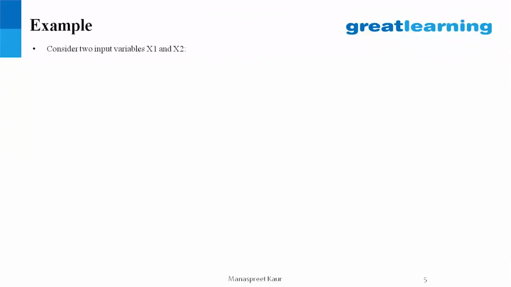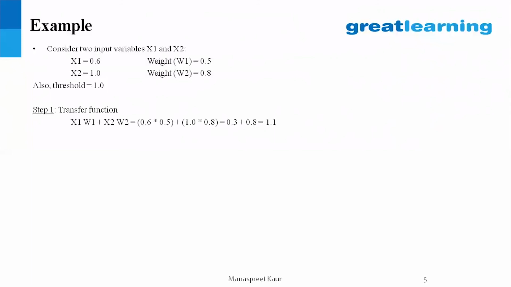Consider that you have just, say, two input variables x1 and x2. These are two input variables in a data set, one of them having a value of 0.6 and one of them having a value of 1. And the weights that are applied to both of these input variables are 0.5 and 0.8. You've also been given a threshold of 1. What happens in simple terms in the neural network is the first step of a transfer function, what we saw in the previous slide. Nothing but a sum product will happen here: 0.6 into 0.5 plus 1 into 0.8. That gives you 1.1.